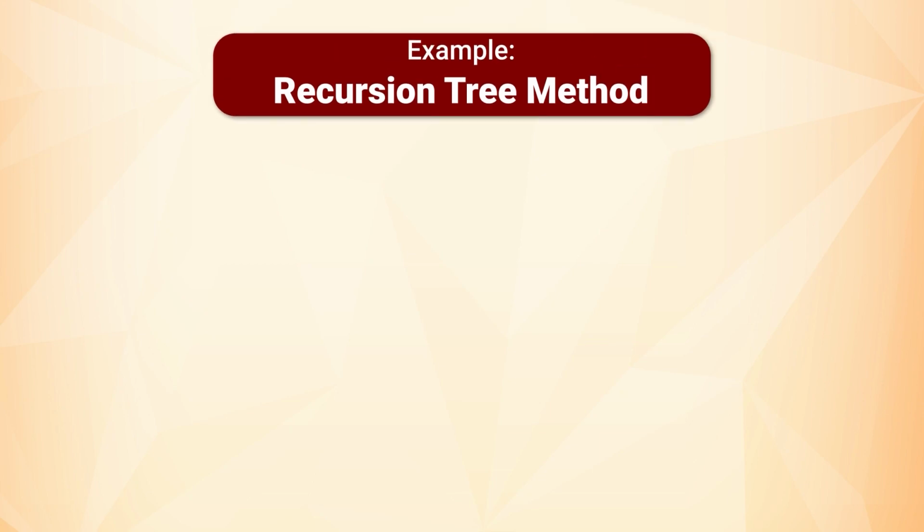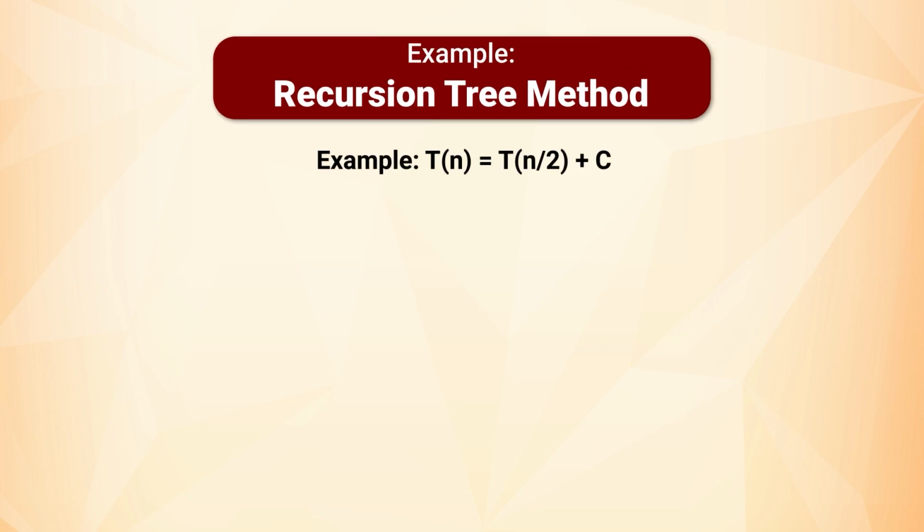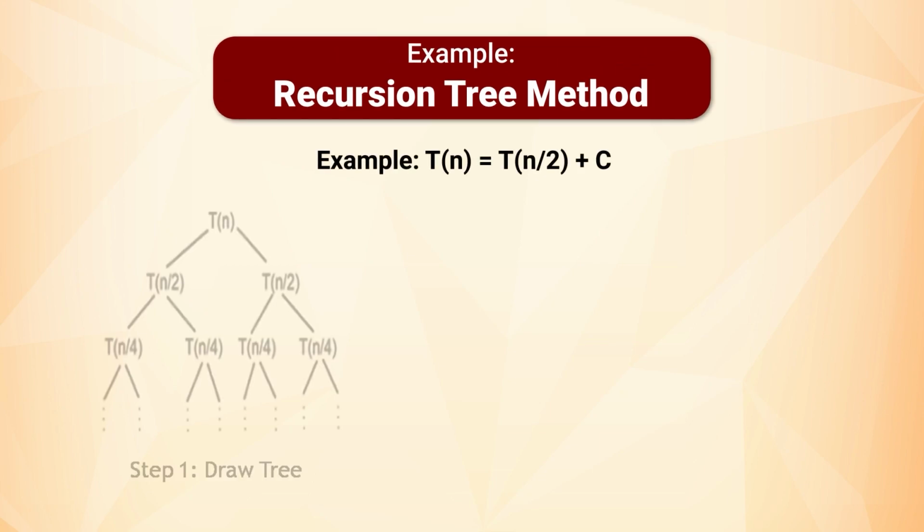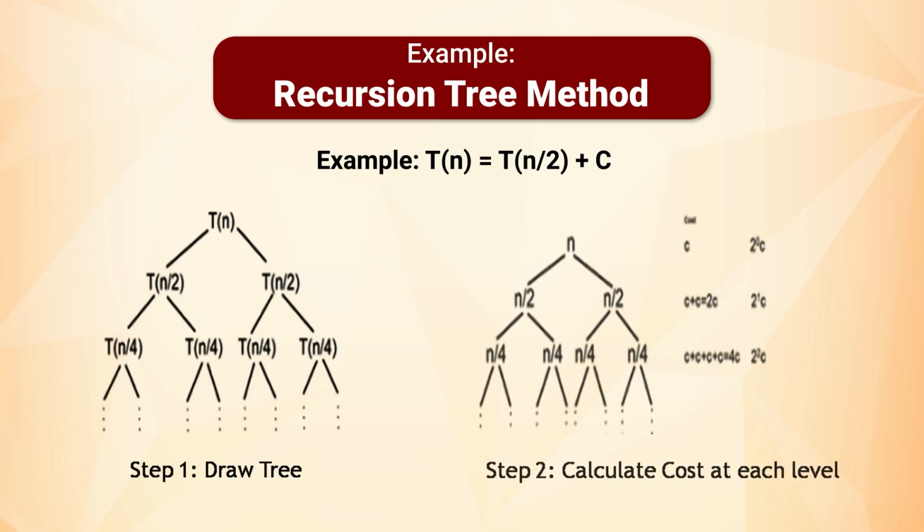So, I have taken one example, T n equal to T n by 2 plus a constant. Using the recursion tree method, T n is further divided into T n by 2 plus T n by 2, and again each T n by 2 is divided into T n by 4 plus T n by 4. Similarly, at each level, what will be the cost?